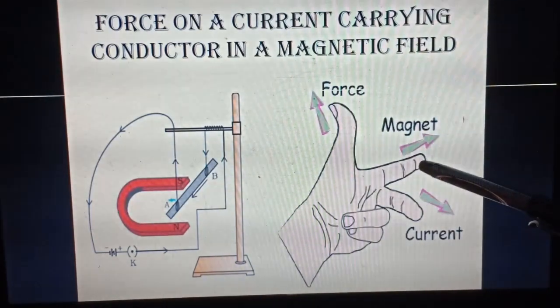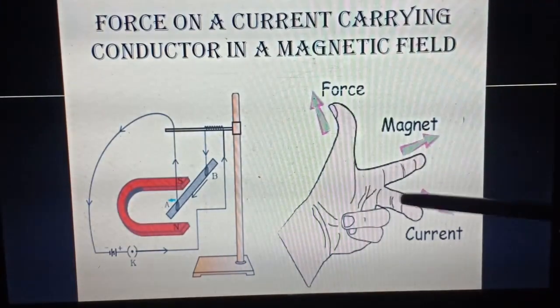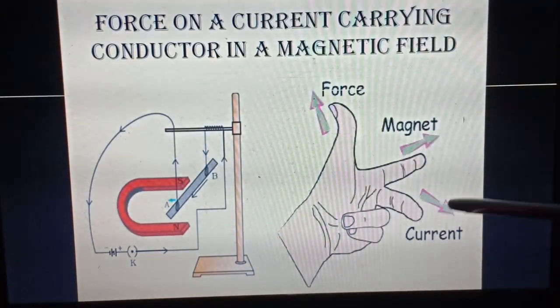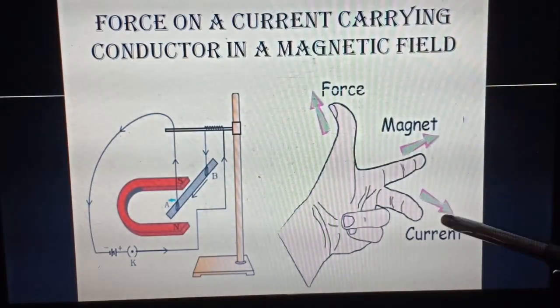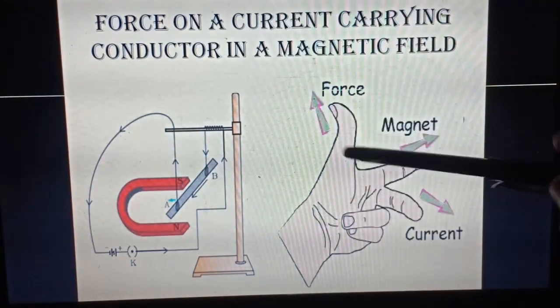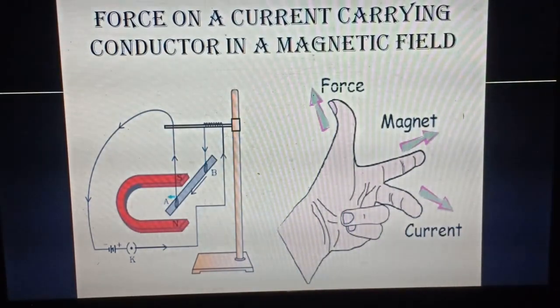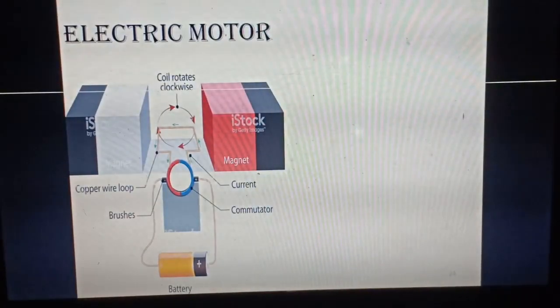The forefinger points in the direction of the magnetic field, the middle finger points in the direction of the current flowing through the circuit, then the thumb will show the direction of the force experienced by the conductor placed in a magnetic field. Now based upon this concept that a current carrying conductor in a magnetic field experiences force, we will get to know about a device called electric motor.